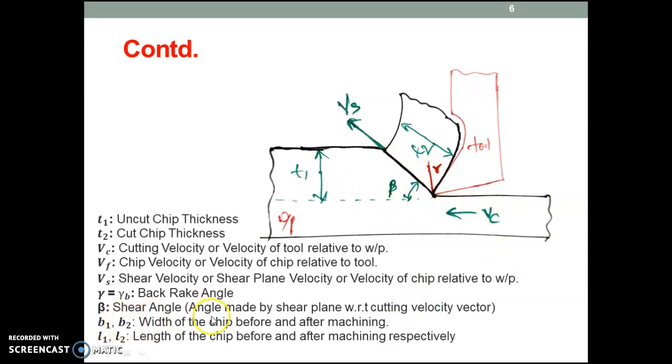B1 and B2 are the width of the chip before and after the machining operation. So B1 is the width of the chip before machining, and B2 is the width after machining. L1 and L2 are the length of the chip before and after the machining.